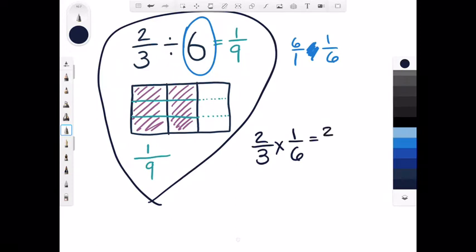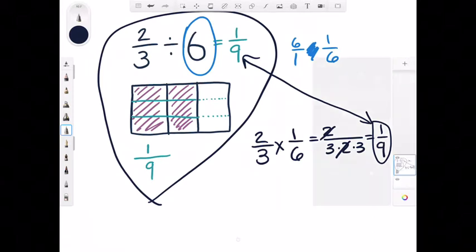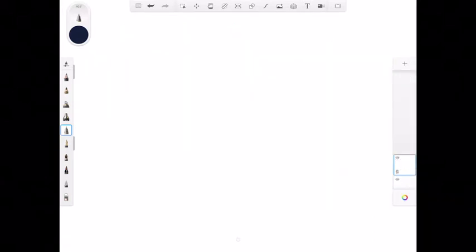That gives us 2 on the top and 3 times 2, or 3 times 6, on the bottom. Cross off our 2's, and that gives us 1 on the top and 9 on the bottom. So you can see that either way, it's going to give you the same answer. But it's important that you understand the visual part of it as well. Okay, let's clear this one, and then we'll do a whole number divided by a fraction.